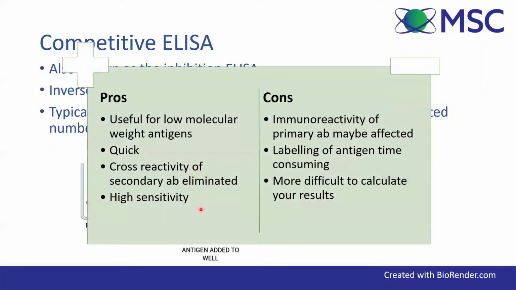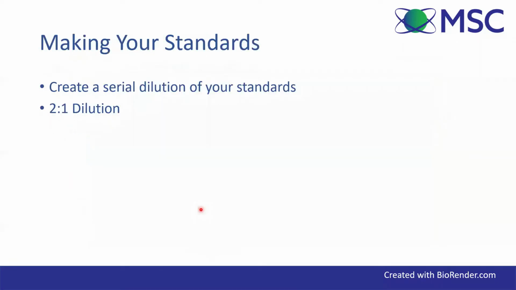So some pros for this, obviously, like I said, it can be used for low molecular weight antigens. It's quick, you've only got one incubation time. And obviously you're removing the secondary antibody cross-reactivity, and it's got high sensitivity. Some cons for this: some immunoreactivity of the primary antibody may be affected because your antigen has been labeled. The labeling of the antigen will obviously take time, and it's more difficult to calculate the results, but there are programs such as GraphPad Prism that can be used to help you calculate competitive ELISAs.